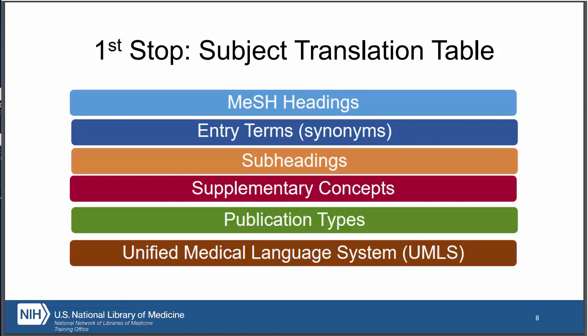UMLS is a large vocabulary system comprised of a number of medical vocabularies from different disciplines. For example, the health insurance industry has a vocabulary, and the laboratory industry, where we get our blood drawn, they also have a vocabulary. And these are part of UMLS, which works behind the scenes. So sometimes your terms will map to MeSH, but it may not be obvious how it mapped.